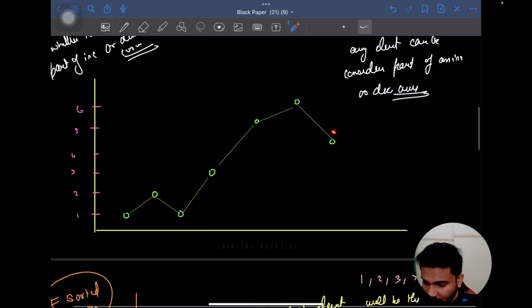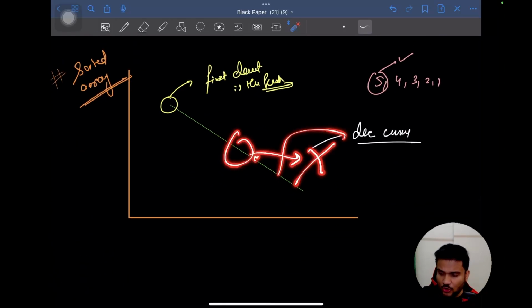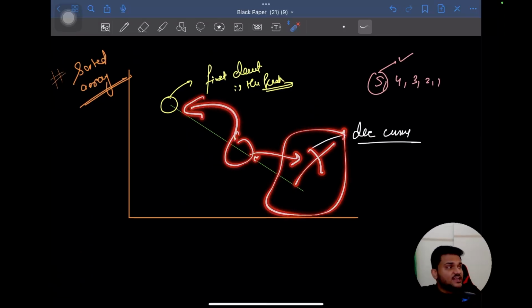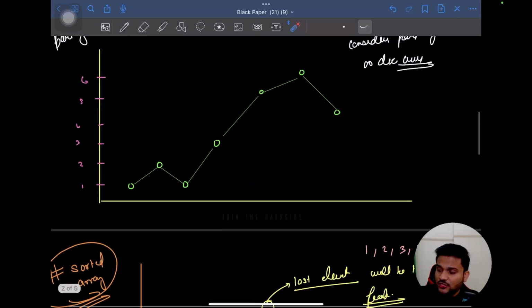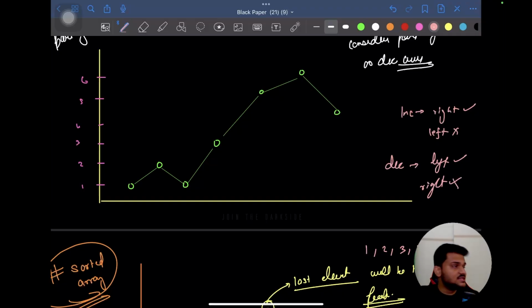For example, you are on a decreasing curve. I don't know what happens on the right side of a decreasing curve. But if you are on a decreasing curve, then we are definitely sure that on the left side, you will definitely find a peak element. Can I say that? So what I can say is that if you are on an increasing curve, then on your right side, always your peak is present, but you are not sure about the left side. And if you are on a decreasing curve, then on your left side, you have a peak element, but you are not sure about the right side. Can I say that? This is going to be the basis of everything.